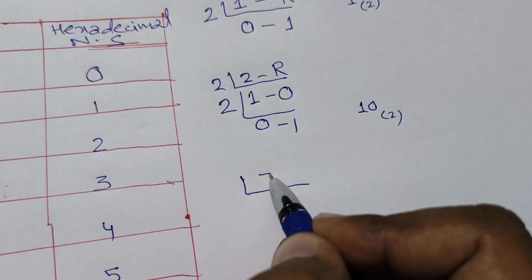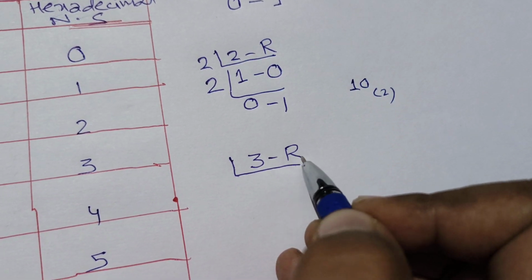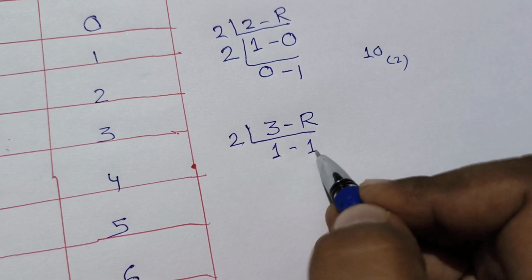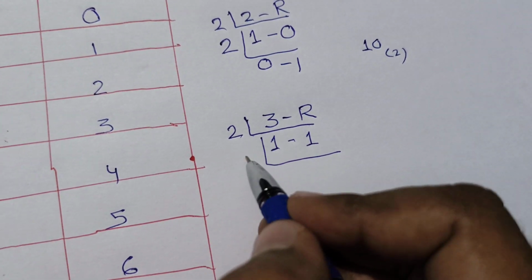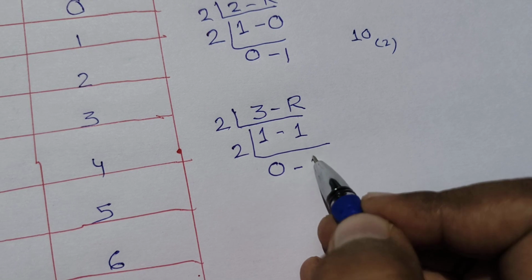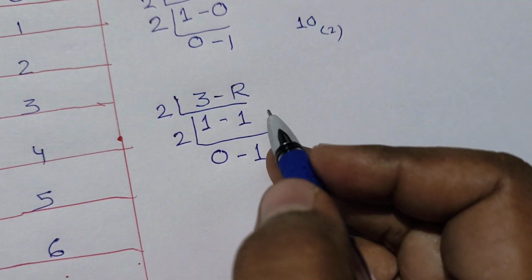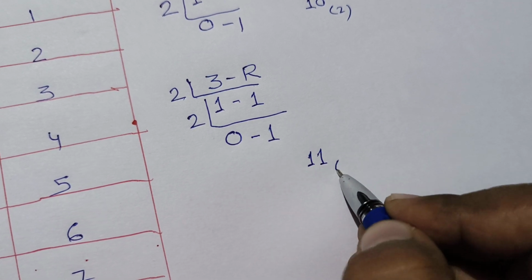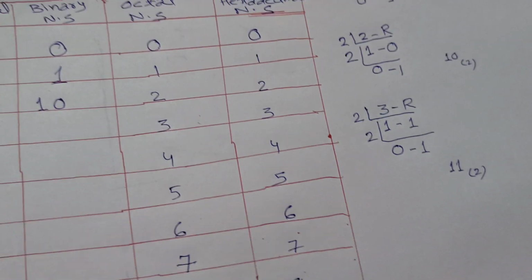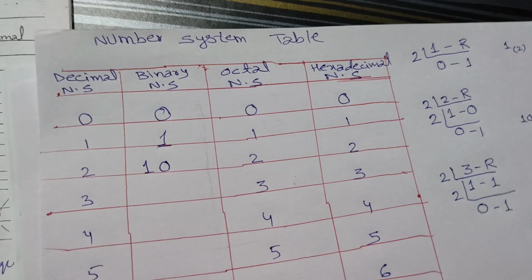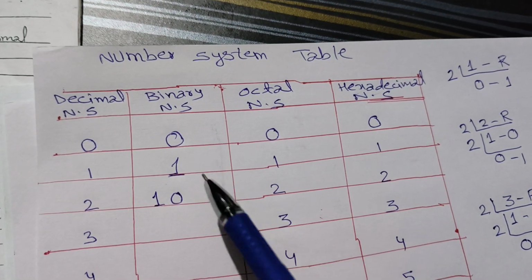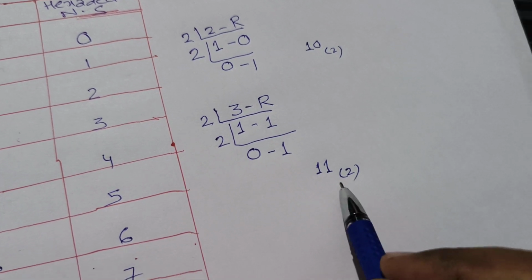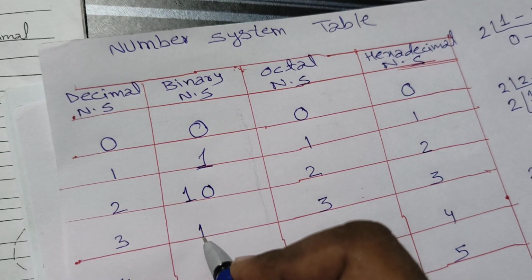Next term we have 3. So 3 R for remainder. Now it is 2 ones are 2, remainder is 1. Now again it is 1. We will put 0 here, 1 here. So 1, 1. From bottom to top the digits are 1 and 1 to the base 2. So in binary number system we have only 2 digits which are 0 and 1. So the value of 3 in binary number system is 1, 1.